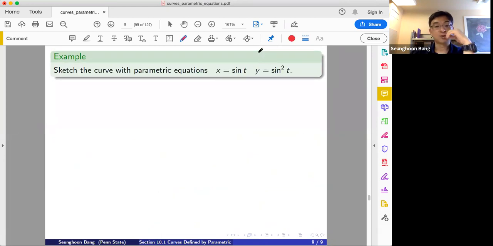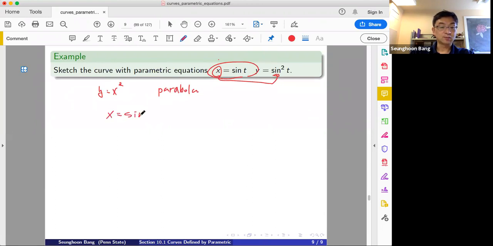The last example. Sketch the curve with the parametric equations x equals sine of t, y equals sine squared of t. So what's the best way here? x equals sine of t, you plug x into here. What happens? y equals x squared. What's the graph? The graph is a parabola. We know this one. One more thing: x equals sine of t.